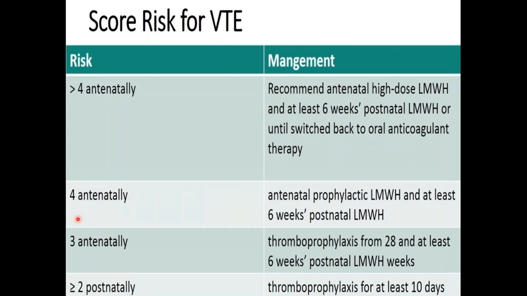And what about the score for antenatally, like previous VTE, except a single event related to major surgery, or if there is antithrombin deficiency or ovarian hyperstimulation syndrome in the first trimester. If you find one of the three, previous VTE not related to surgery, or antithrombin deficiency, or ovarian hyperstimulation syndrome, this is score 4, with antenatal prophylactic low molecular weight heparin and at least 6 weeks postnatal low molecular weight heparin. Here is the difference between more than 4 and 4: the high dose of low molecular weight heparin.